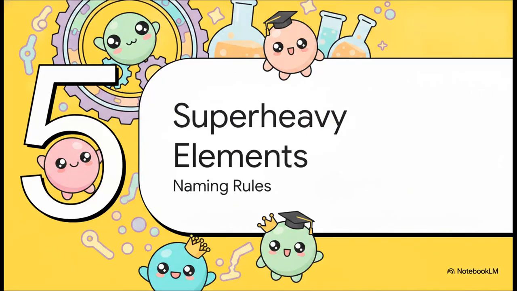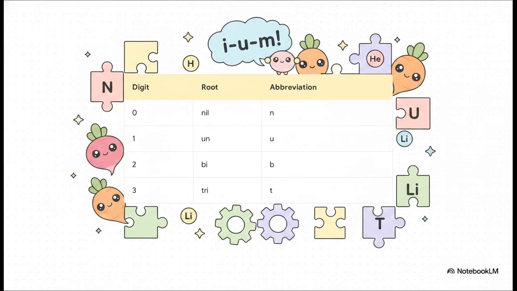Section 5. Super heavy elements. Naming rules. Now, naming these massive lab-synthesized elements is basically like using a cheat code. Roots like nil for 0, un for 1, and tri for 3 are simply combined based on the digits of the atomic number. After you stack them up, you just tack on IUM at the end, and you're done.